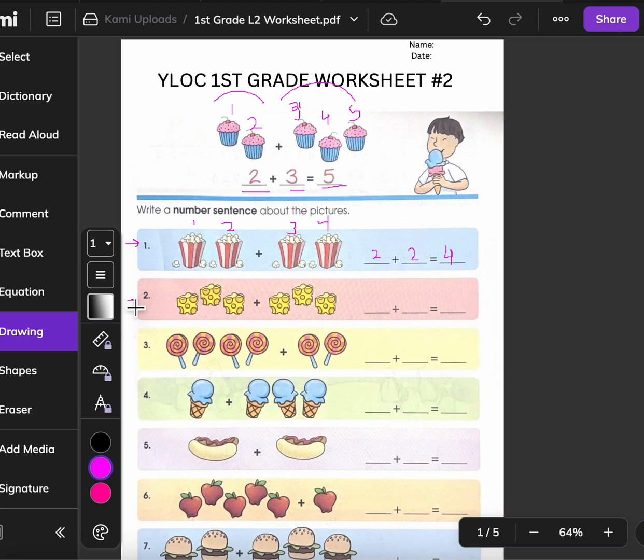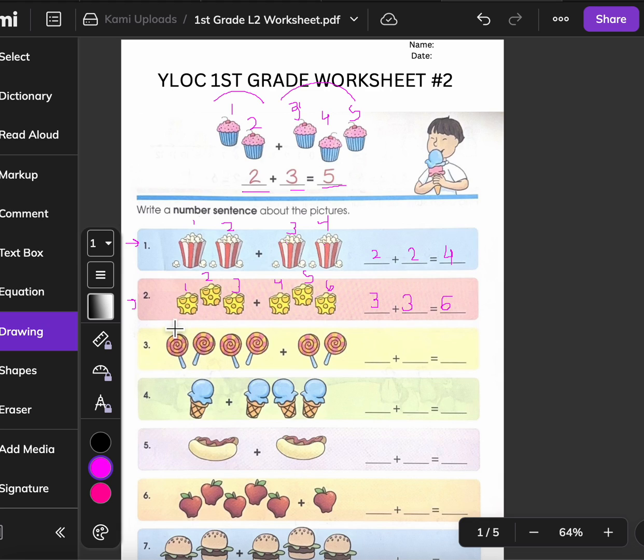Let's try number 2. There's 1 block of cheese, 2 blocks of cheese, and 3 blocks of cheese. So 3 blocks on this side. And if you look on this side, there's also 1, 2, 3. So we're going to count 1, 2, 3, 4, 5, 6. So there's 3 blocks of cheese on both sides, and it gives us 6 blocks of cheese in total.